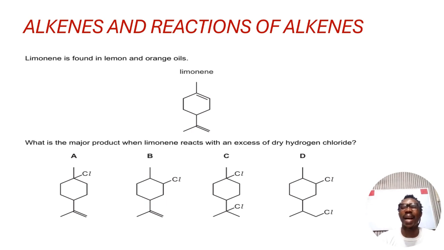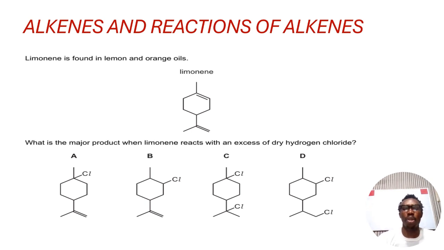An unsymmetrical alkene. So the major product, based on Markovnikov's rule, is usually the one formed where the halogen is bonded to the carbon with the least hydrogen atom, and the hydrogen is bonded to the carbon with the most hydrogen atom. While the minor product is the one where the halogen is bonded to the carbon with the most hydrogen atom, and the hydrogen is bonded to the carbon with the least hydrogen atom.